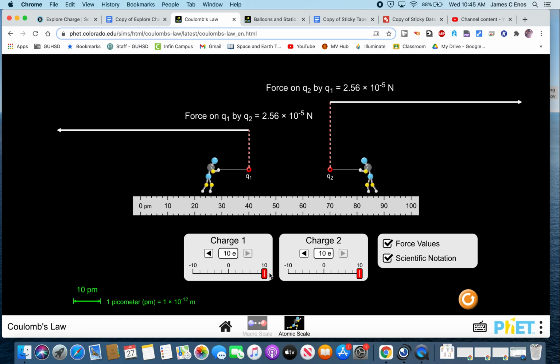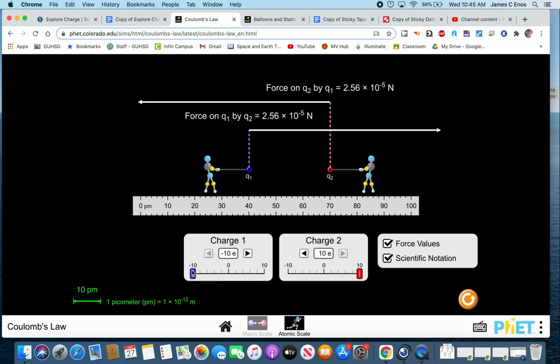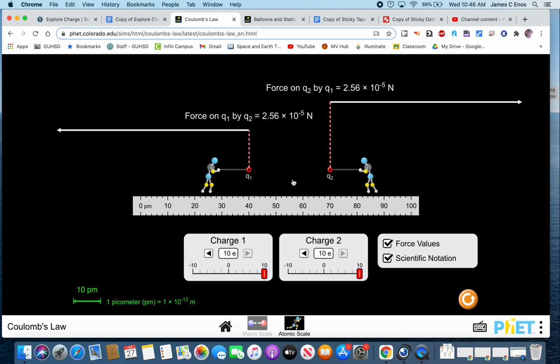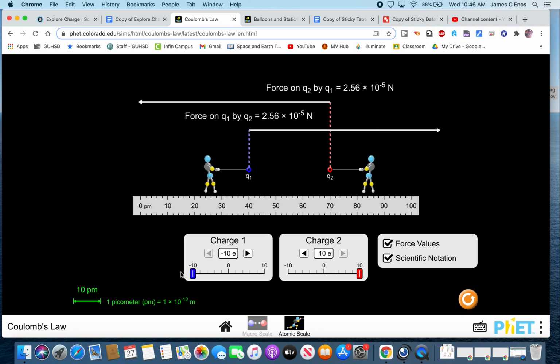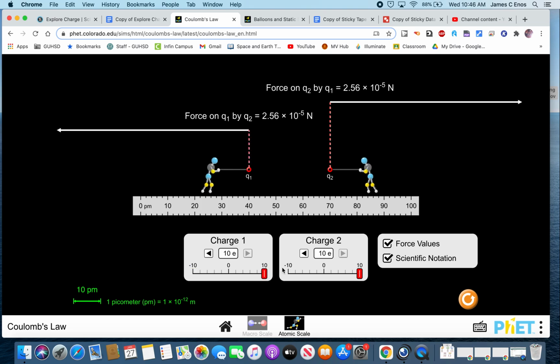So now that I've seen that charge 1 and charge 2, both as positive charges, repel one another, I can then say, well, now with opposite charges, I see how they attract one another. And the level of attraction, the number here, 2.56 times 10 to the negative 5, is the same as 2.56 times 10 to the negative 5. So I can have the same amount of charge, a negative 10 or a positive 10, but it just changes the direction.